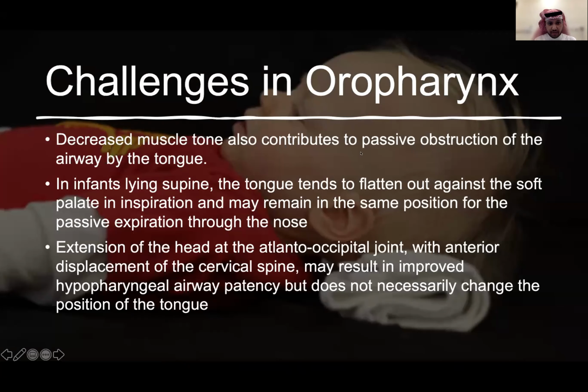In infants, as you see in the pictures, when they are supine, because of the large occipital area, you may have more curve of the airway and you may expect more obstruction. The tongue gets flat against the palate, and passive inspiration may remain. So we need to place some support under the neck, to open the airway more and to facilitate intubation. You need to take more care of the cervical spine. If the patient, of course, had no trauma, this may improve the passage of the airway.